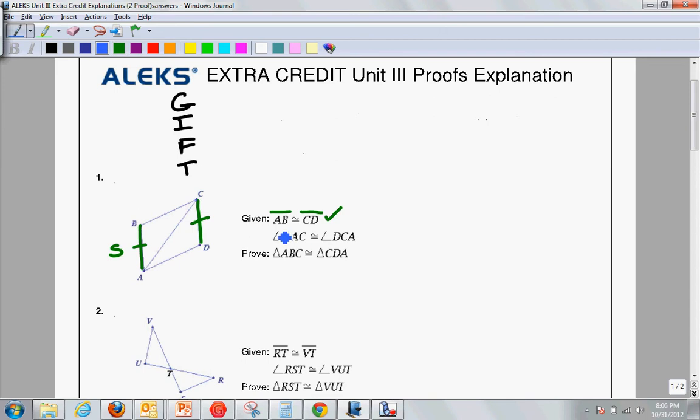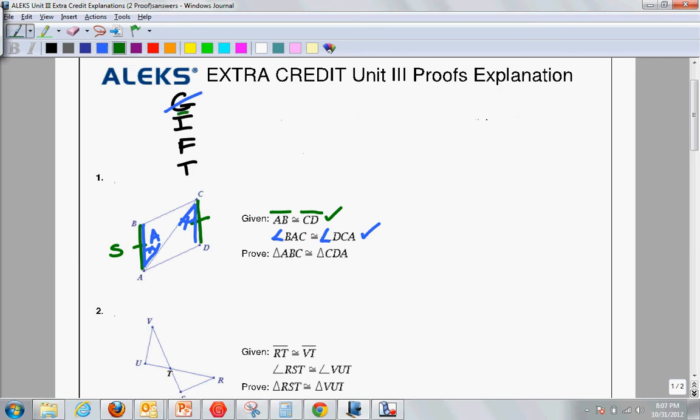Next, angle BAC, make sure you follow that order, BAC, that's this angle here, is congruent to DCA. So DCA, that's this angle here. So hatch, we're going to put an A here for a pair of angles. So that's done with our givens. Now we're going to look for implied and freebies.